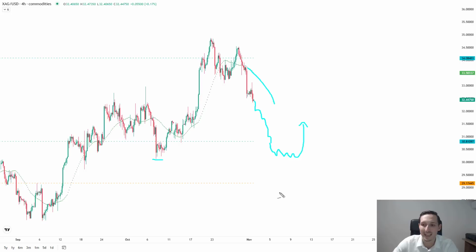If we blast through down to the 29.17, there's also a nice test over here. Again, this kind of double bottom. We break out, we come back and we test it. This is the second place below here. I'd be looking for a 1 or 2 day reversal to the upside in silver.